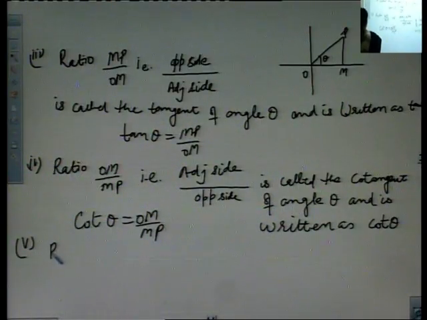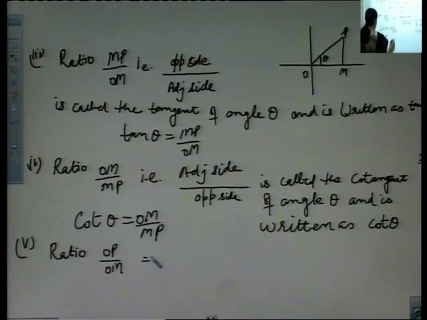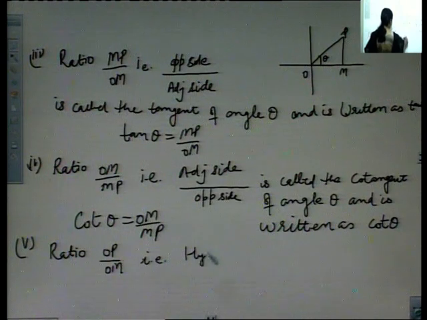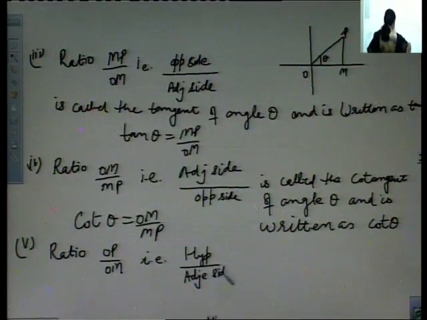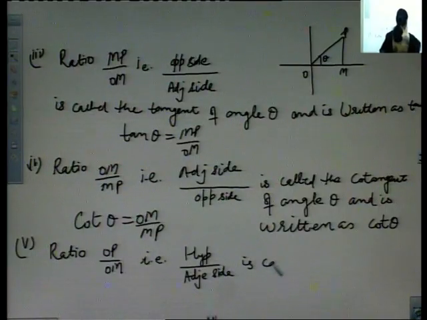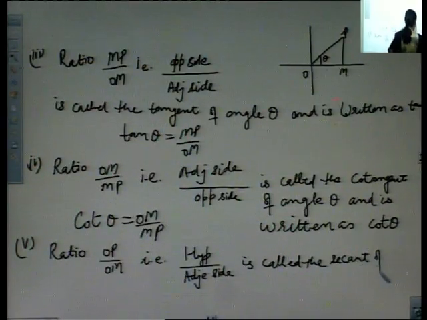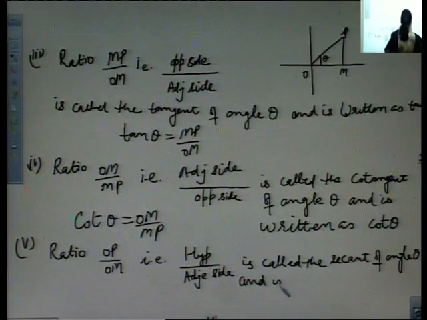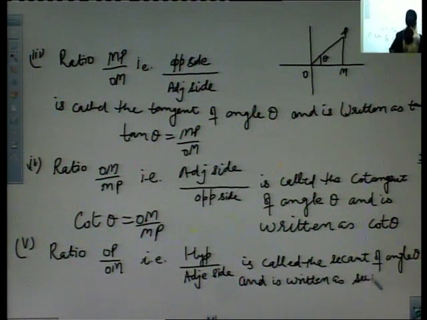Number 5, the ratio OP upon OM, that is hypotenuse upon adjacent side, is called the secant of angle theta and is written as secant theta.